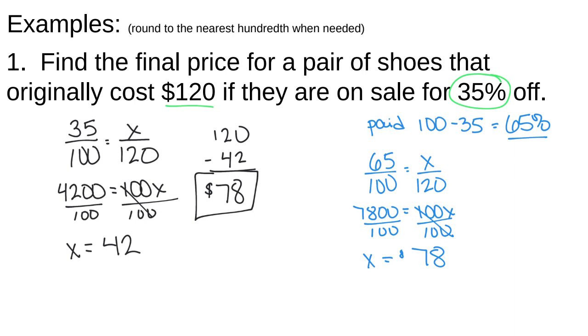No matter which way you do it, before you call this done, we're going to make sure this makes sense. If the shoes were $120 and they're 35% off, does $78 make sense? I think so. If they were 50% off, the shoes would be half price or $60. And we're not getting that good of a sale, so we should be paying more than $60, but obviously less than $120. So I think our answer makes sense.